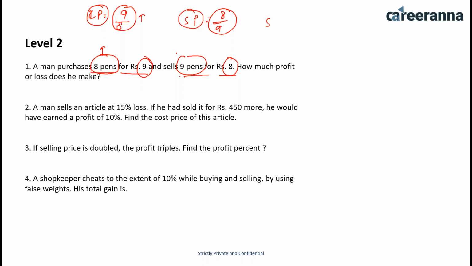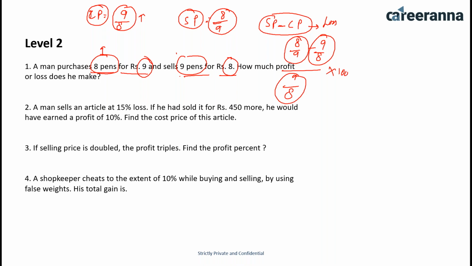Now I can do selling price minus cost price, but this value will be in the negative. So what does that mean? Negative means that there is a loss. So I'll do it like this: 8 by 9 minus 9 by 8 divided by 9 by 8. Selling price minus cost price divided by cost price multiplied by 100. It is 8 multiplied by 8, 64, minus 81 divided by 9 into 8 divided by 9 by 8.